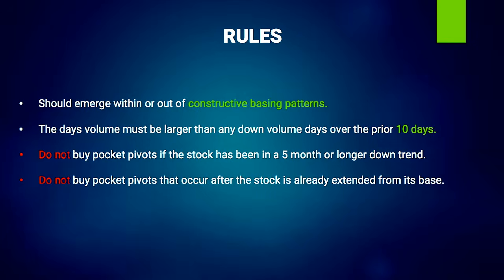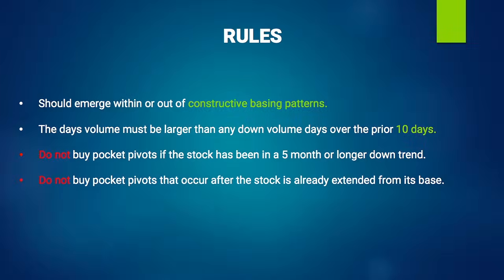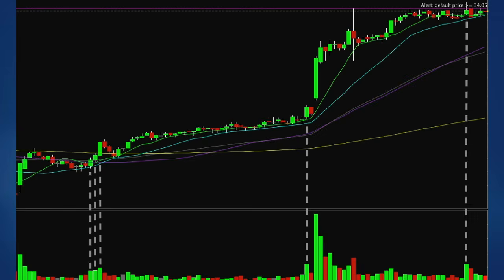And last but not least, we spoke about this earlier, do not buy pocket pivots that occur after the stock is already extended from its base. The institutions are not buying into an extended move. They are in before the move even happens. So you do not want to buy any pocket pivots that you see on a stock that's extended from its base. So now let's get into quick examples here.